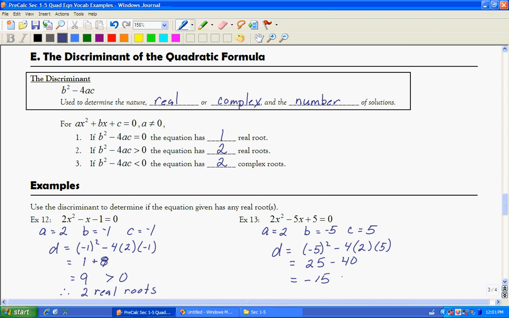Well, -15 is less than 0, and that means we're going to have two complex roots, which makes sense. This is the part under the radical, and if you square root a negative, you're going to have an imaginary number in there. It's not going to be a real solution. And again, we'll look at this in more detail when we go through the classroom notes.